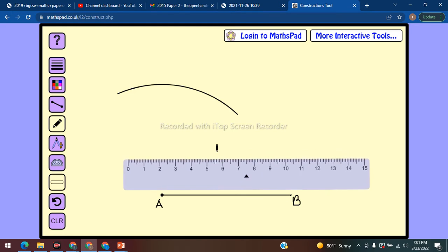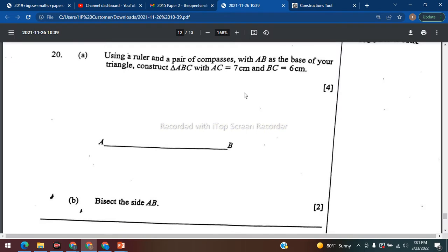All right, so BC is going to be what? 6 centimeters. Yes, sir. Yes, so. Good.